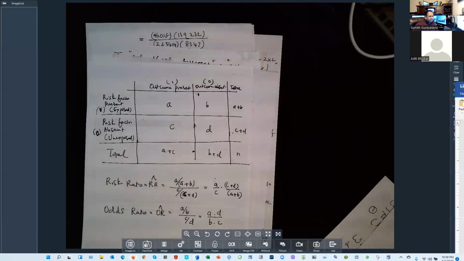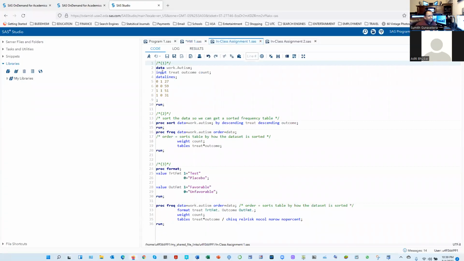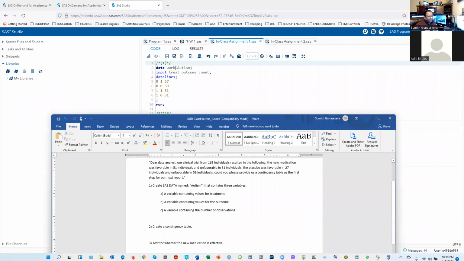Let's build up the SAS code for this one. I'm going to call that one data. They say to call that data autism, and it goes to the work group directory. Inputs, you can give the inputs. Treat, for treatment, I'm going to call it treat.